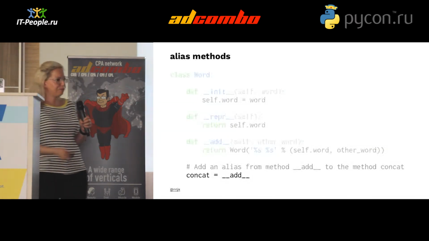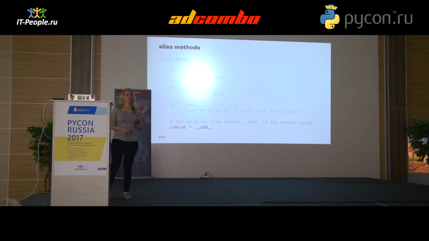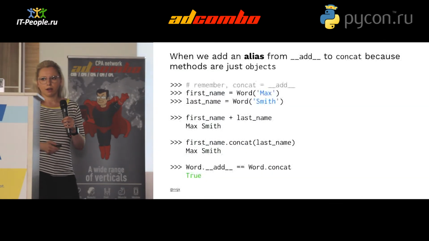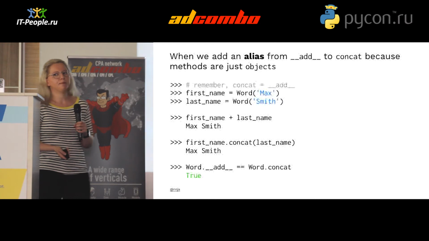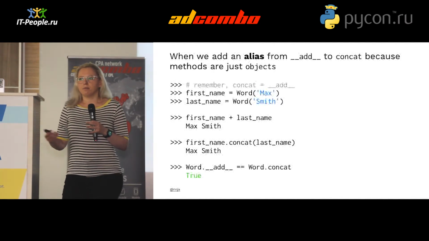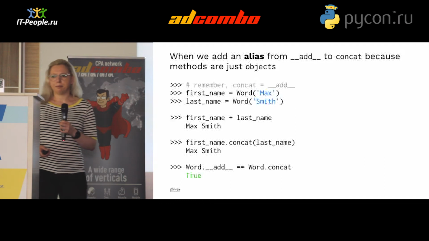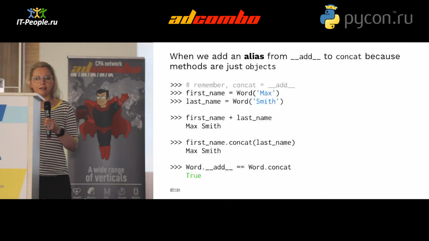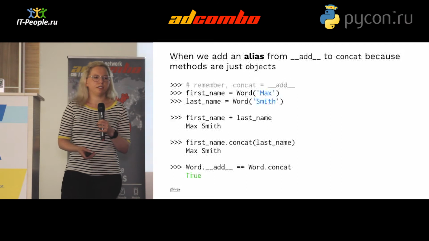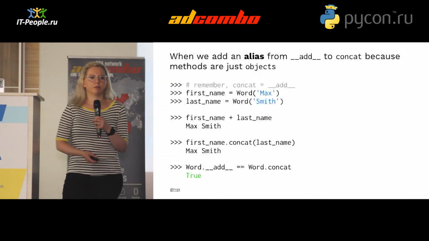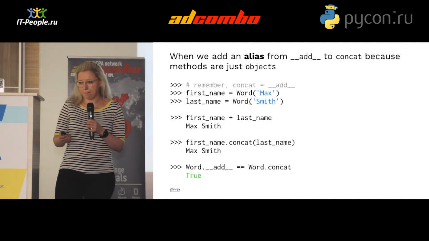So method magic, a cool simple thing we can do, you saw the Python 2 to Python 3 shim earlier. We can alias methods to each other. So in this example, we're aliasing a new method called concat to this dunder add method. And we can do this because methods are just objects in Python. So I can use the plus operator, because I implemented dunder add, or I can call this concat method, and when I check the identity between the two, they're the same.